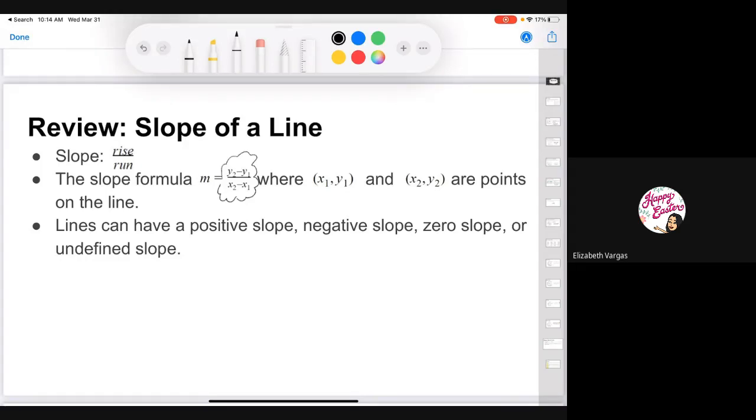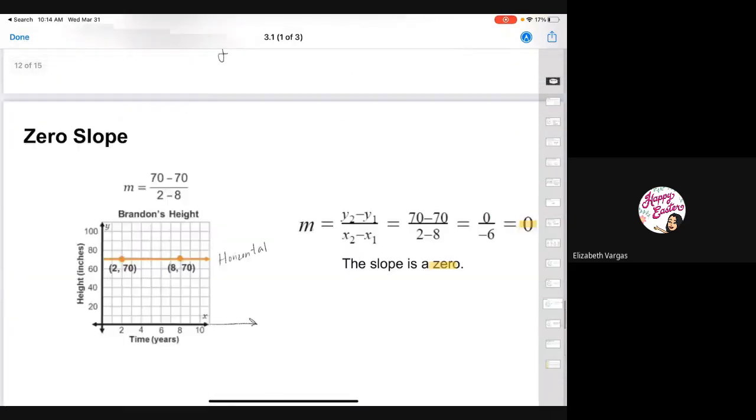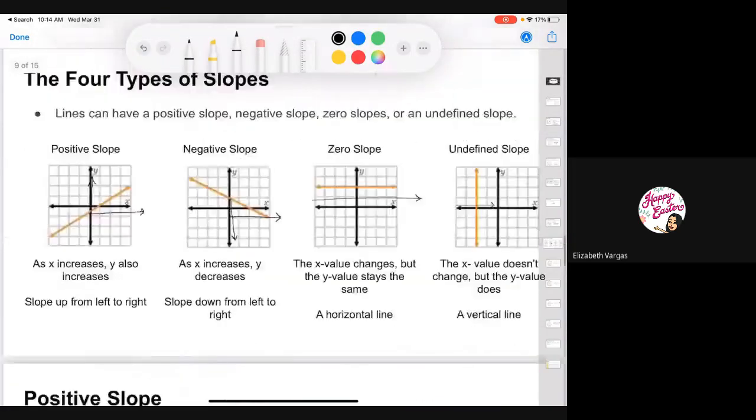And then, like we just discussed, lines can be represented as positive slopes, negative slopes, zero slopes, or undefined slopes, depending on how the x and y values are related to each other, or the slope that we get. If we get a positive number, we have a positive slope. If we get a negative number, we have a negative slope, so on and so forth. Okay? Any questions about anything we looked over today? Questions, concerns?